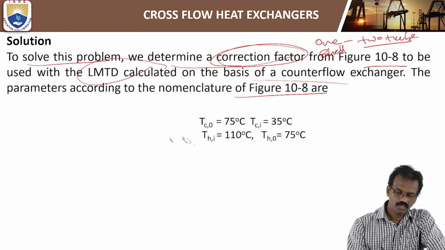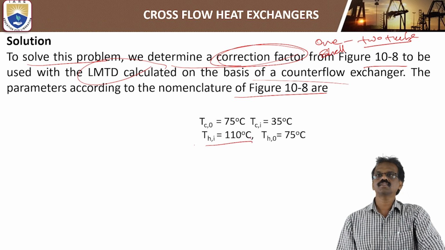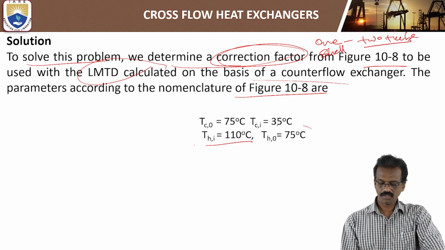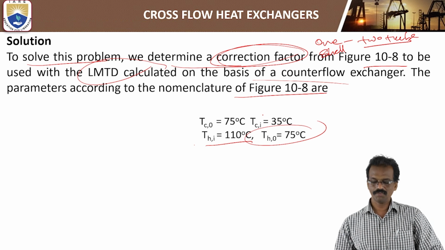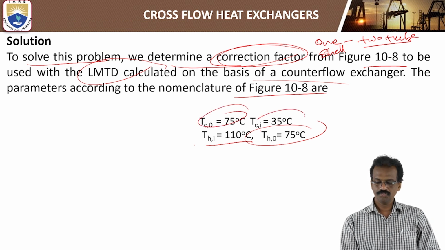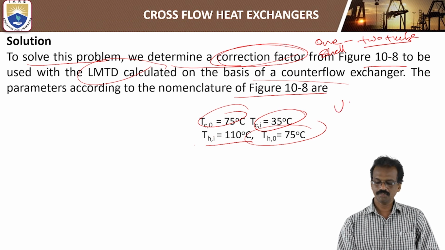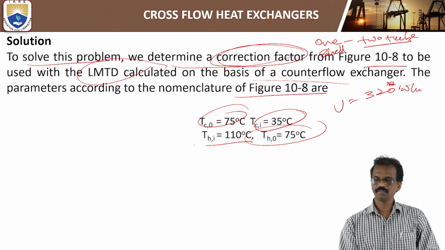You know that the inlet temperature of the hot fluid is 110 degrees Celsius, and the outlet temperature of the hot fluid is 75. The cold fluid outlet is 75, and the cold fluid inlet is 35. The same parameters, and U is also the same, that is 320 watt per meter square Kelvin.